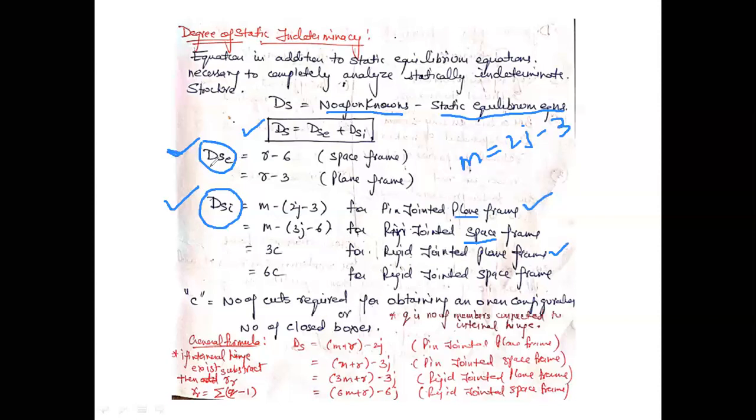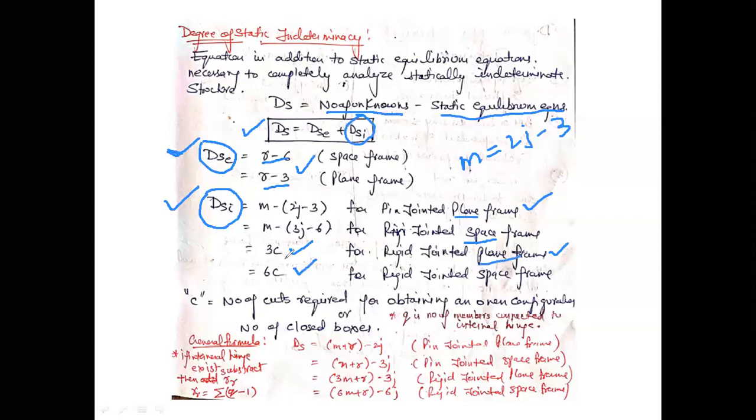The degree of external static indeterminacy will be calculated using these two cases. For a plane frame, it will always be r minus 3, and for a space frame, it will always be r minus 6. So we are just calculating this part of the equation. This part of the equation will be calculated from here. For a rigid jointed plane frame, it is 3C, and for a rigid jointed space frame, it will be 6C. Now this C term is introduced here.